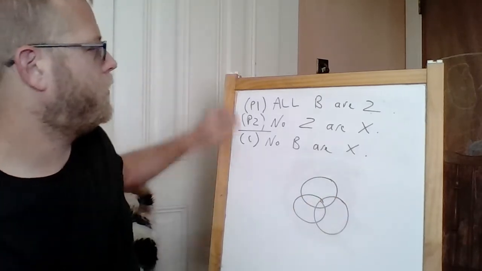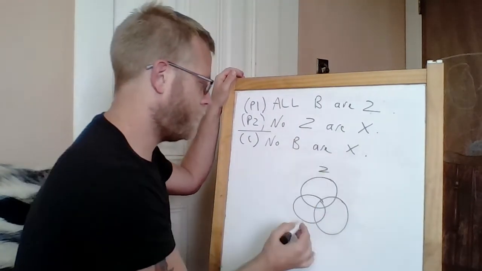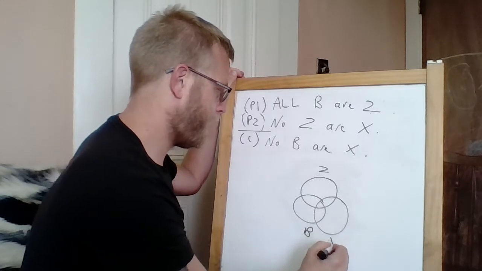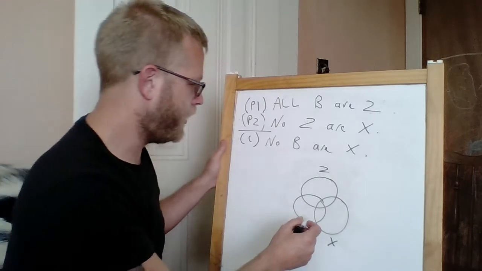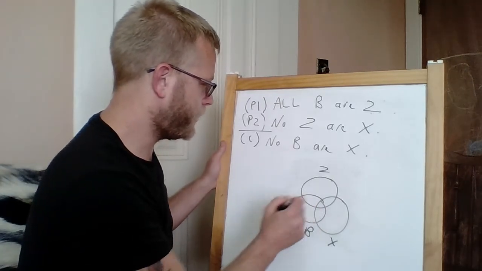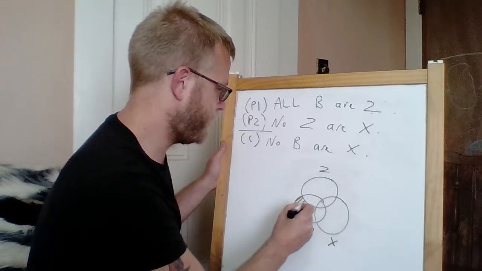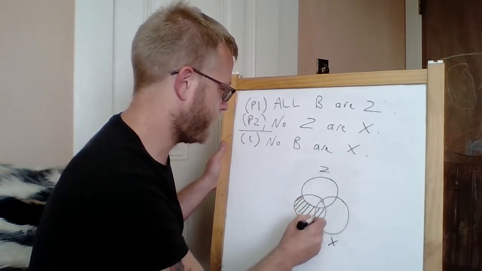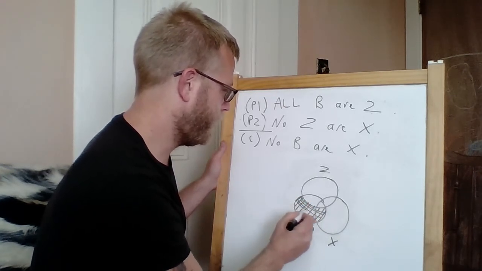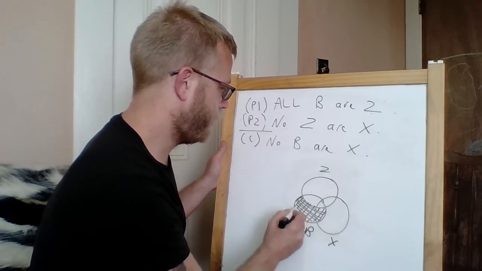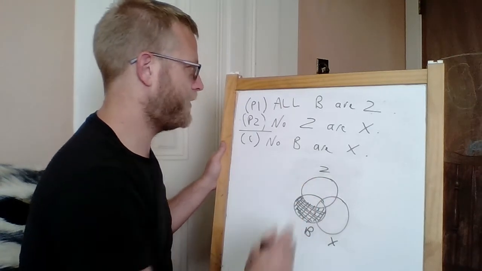Here we go. Middle term, Z, right there. Look to the conclusion, B and X. Okay. All B are Z. Well, everything that is in the B circle is also in the Z circle. The universal affirmative is symbolized like this. There's nothing in the B circle outside of the Z circle. There are no members of the group B outside of the Z group. If there are any B's at all, they'll be in here somewhere, right inside of the Z group.